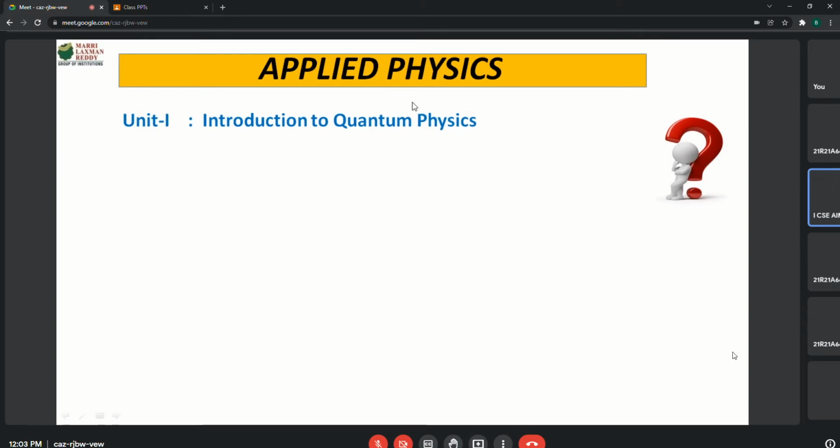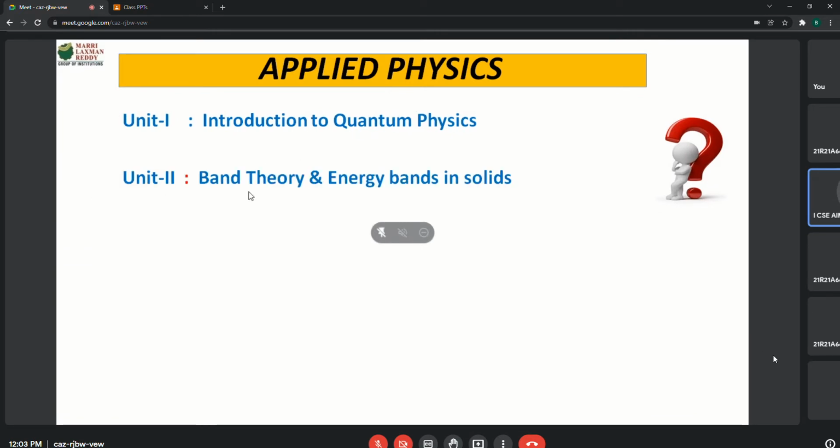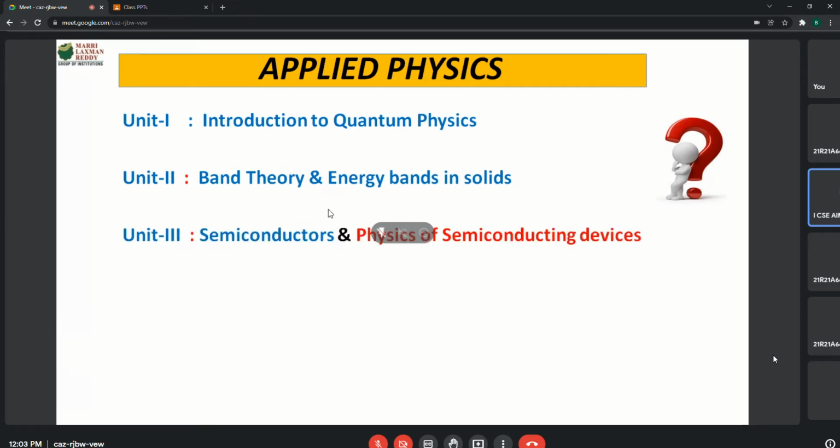Okay. Unit 1, Introduction to Quantum Physics. Already you know, Unit 2 is Band Theory and Energy Bands in Solids, which has two chapters. And Unit 3, only the first half is the syllabus for the mid examination. That is about the semiconductors. Today, Unit 1 I am going to explain.